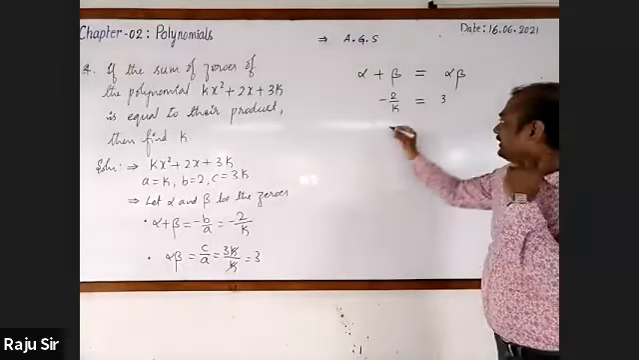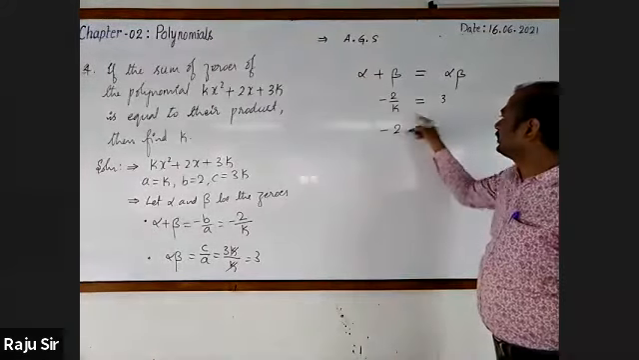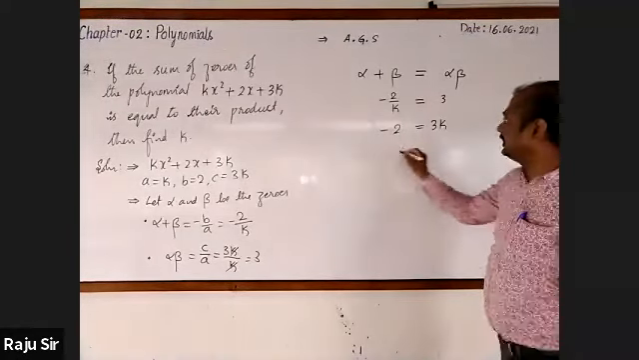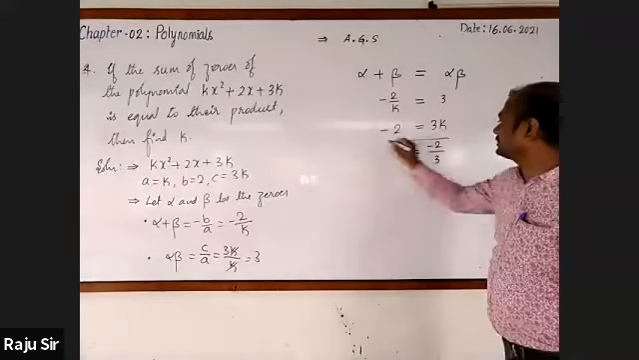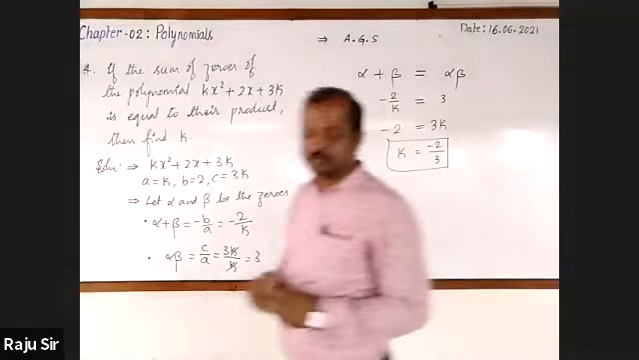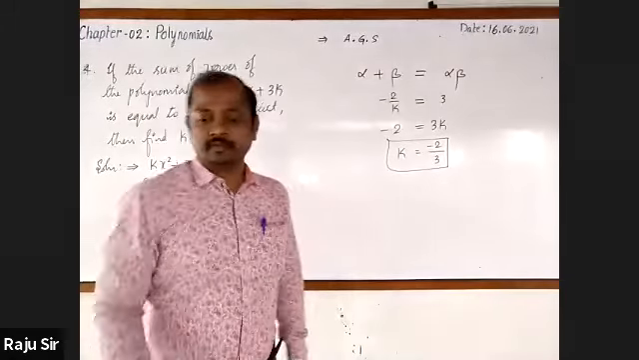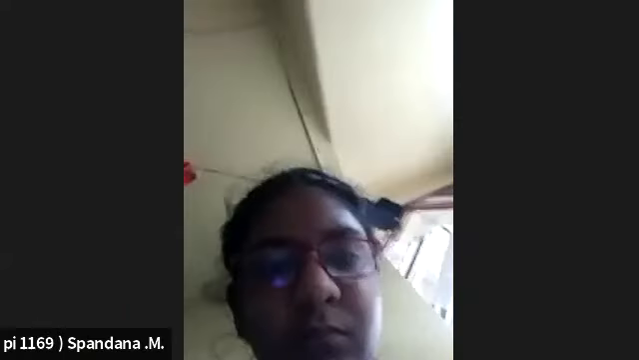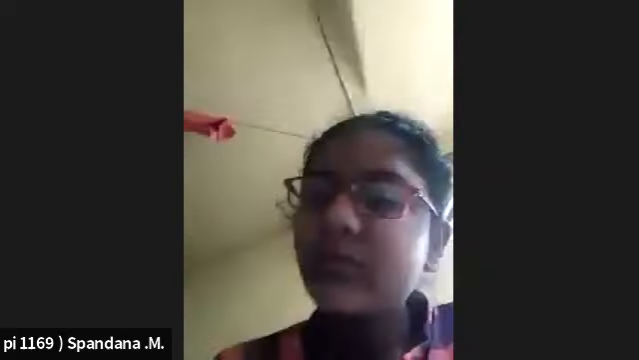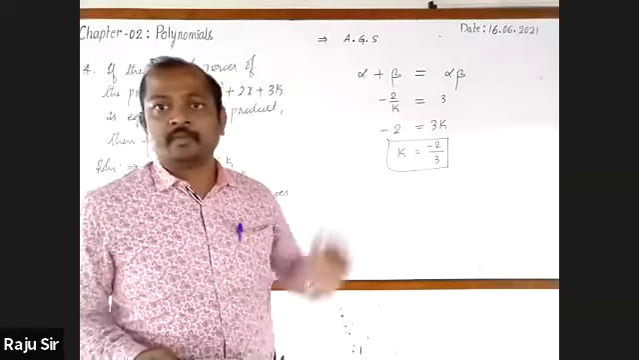Okay. Now let us go for finding the value of k. Cross multiply. Minus 2 is equal to 3 into k, 3k. Then k is equal to minus 2 by 3, transposing 3 to the denominator. Hope that you have finished.